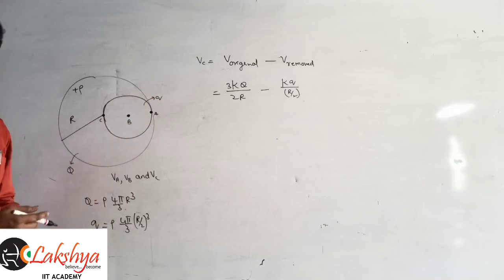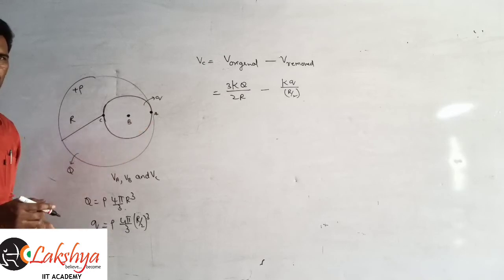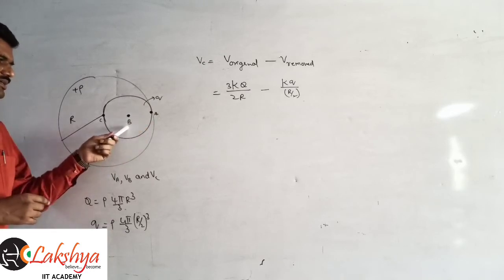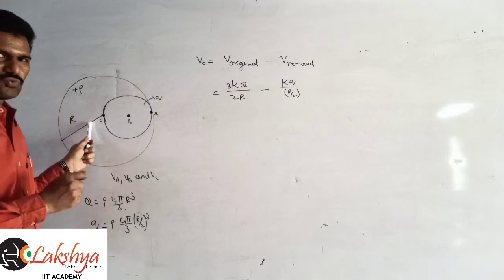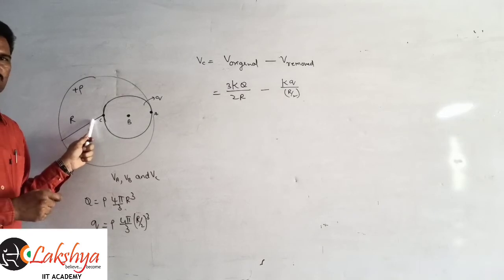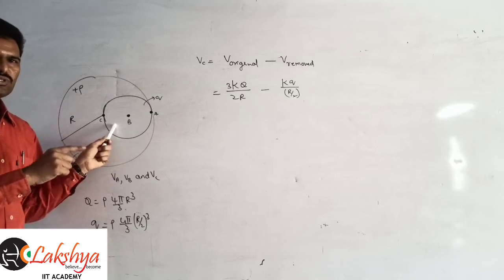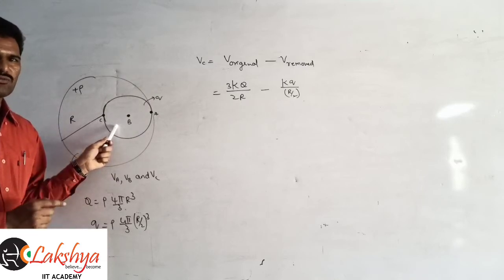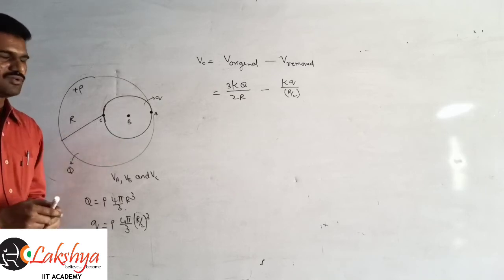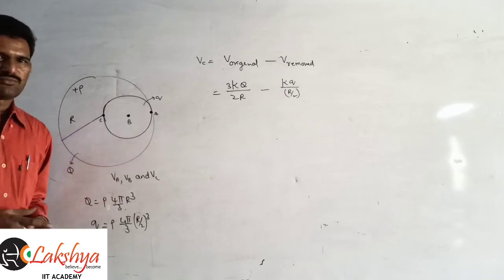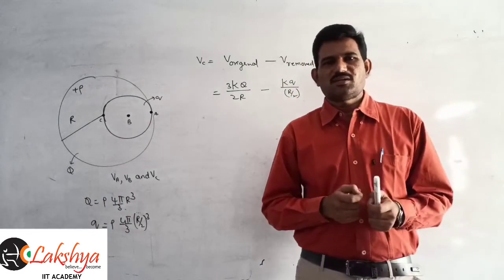The same process we need to write for point B and point A also, right? For point B, for the original sphere, it is just at a distance of r by 2 from the center. So we need to write the potential inside that original sphere. And for the cavity, that point B is the center. So then 3kq by 2 into small r we need to write, and 2 into r is nothing but r by 2. Here the radius is r by 2 we need to write. The same process for the point A also. Got it? So the potential at that particular point due to the original sphere minus the potential due to the removed part, we need to write.